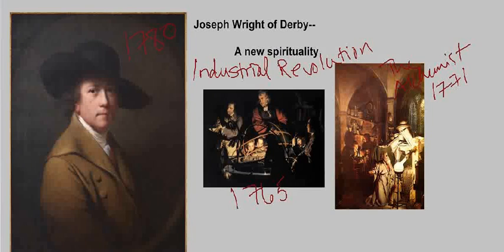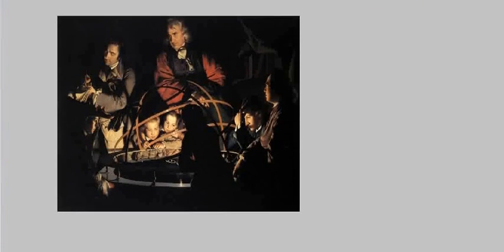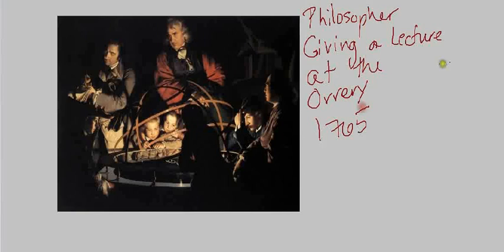So I want to take a closer look at the painting in the middle here, which is one of his most famous works of art. So this is known, again, as philosopher giving a lecture at the orrery. So I'm going to write that down for you. Philosopher giving a lecture at the orrery. Sort of a hard word to pronounce, orrery. And it dates to 1765. And many people consider this one of the best examples, not only of Wright of Derby, but of the Enlightenment period, in how the world is changing and how this influences painting and the arts in general.